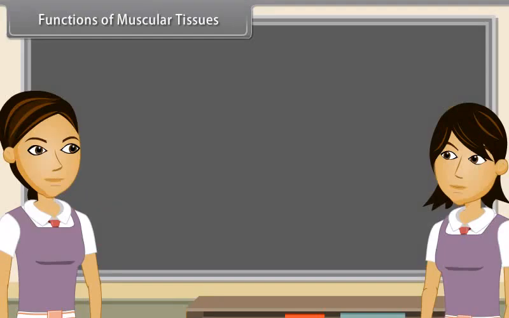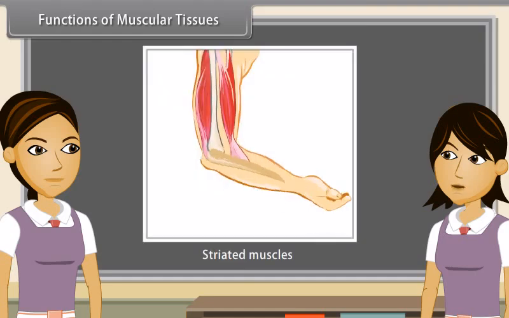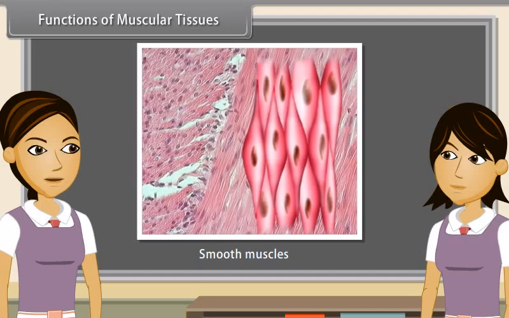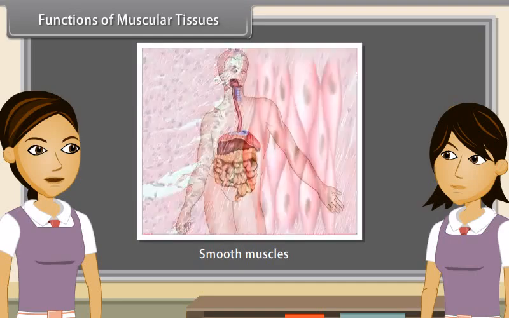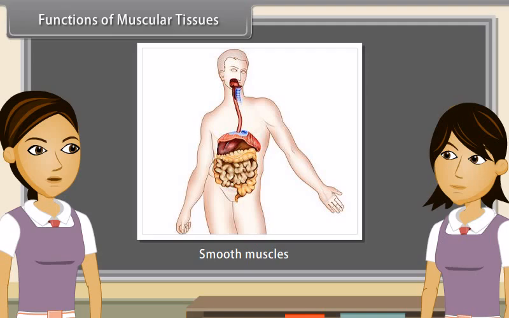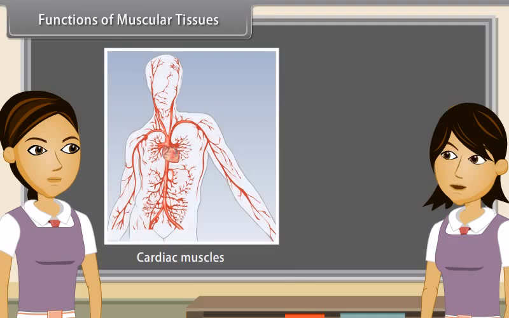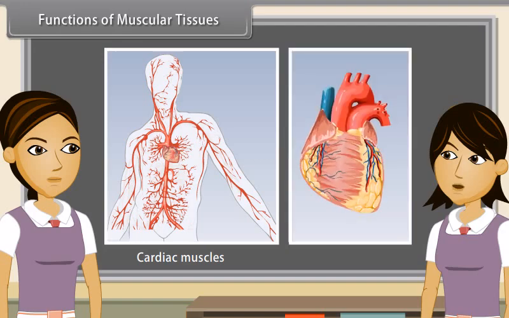Functions of muscular tissues. Striated muscles provide the force for locomotion and all voluntary movements of the body. Smooth muscles are involuntary muscles, that is, they do not work according to our will. Movement of food in the alimentary canal, opening and closing of tubes, are due to smooth muscles. Cardiac muscles contract and relax rapidly, rhythmically, and tirelessly throughout life. This contraction and relaxation helps heart muscles to pump and distribute blood to various parts of the body.